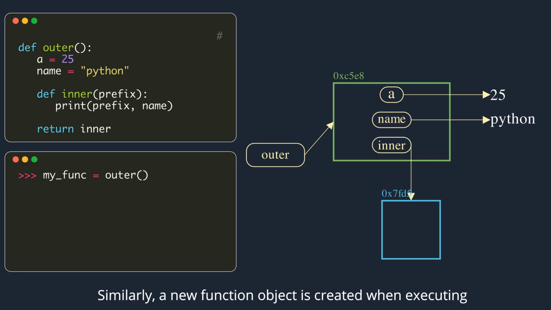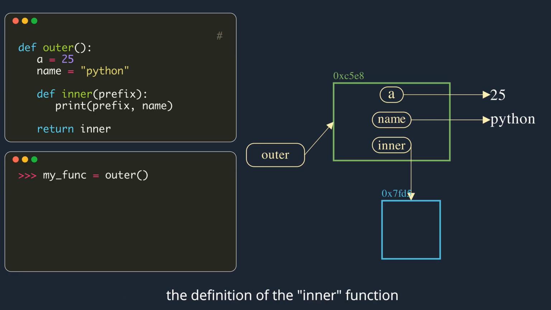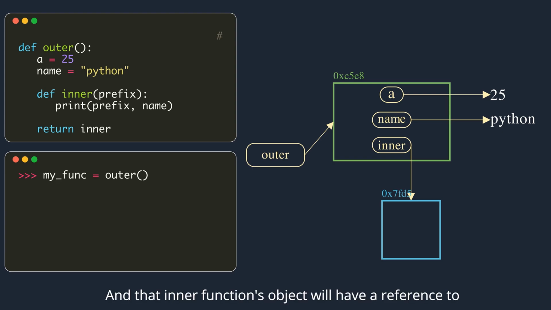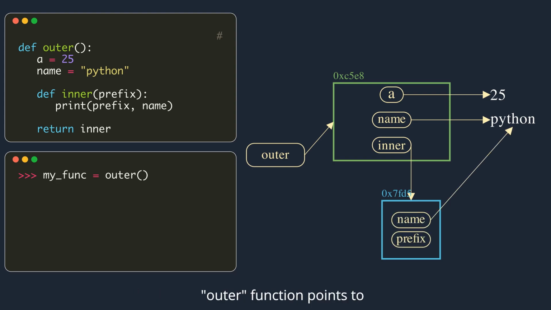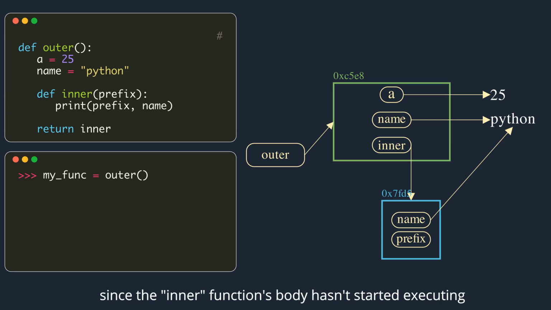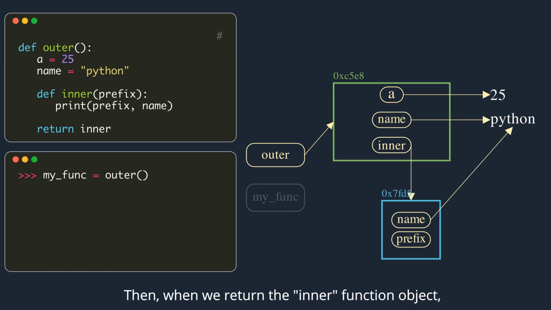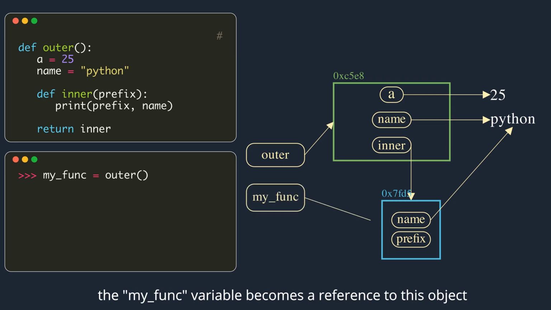Similarly, a new function object is created when executing the definition of the inner function. And that inner function's object will have a reference to the same object that the name variable in the outer function points to. Note that the value of prefix is not created yet, since the inner function's body hasn't started executing. Then, when we return the inner function object, the my_func variable becomes a reference to this object.